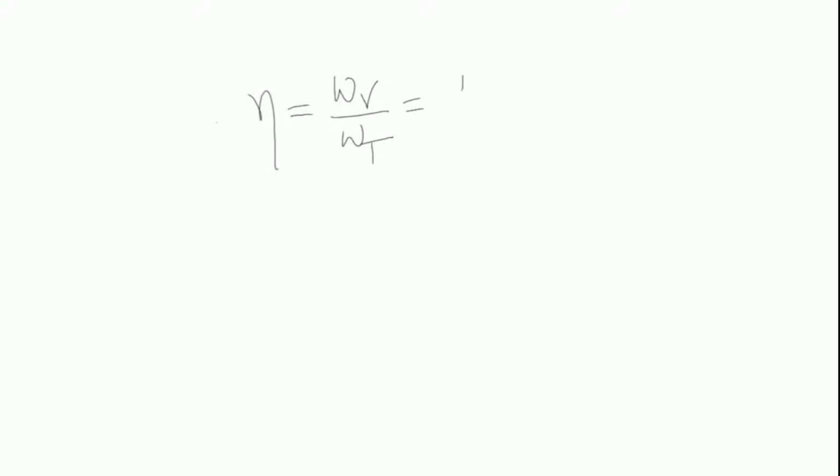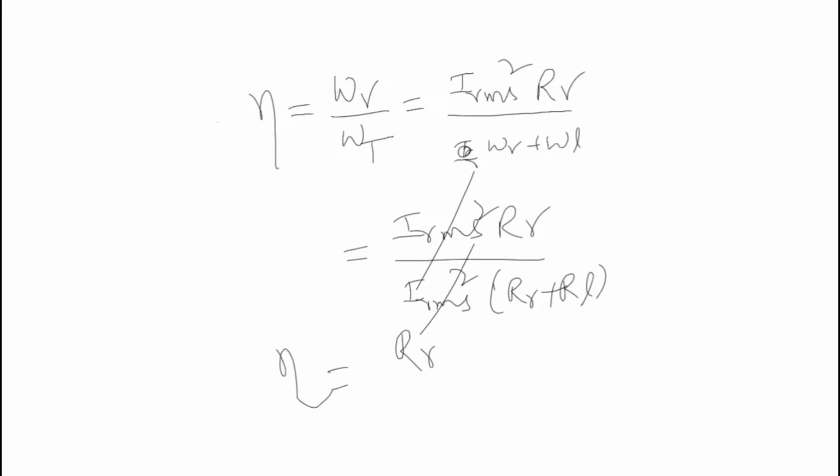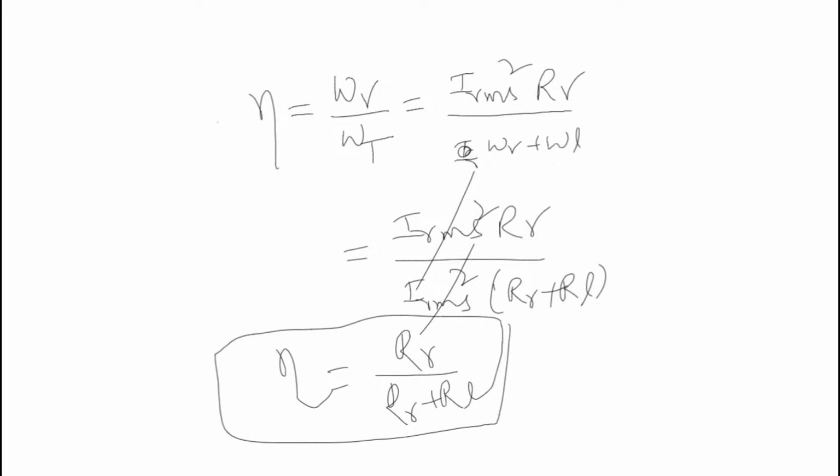WR is equal to what? IRMS square into RR. WT is what? WT is WR plus WL. So therefore, we can write this as IRMS square into RR divided by IRMS square into (RR plus RL). So this one cancels. Finally, antenna efficiency in terms of the radiation resistance is RR by (RR plus RL). Suppose if RL equal to 0, in that case, antenna efficiency factor equal to 1.